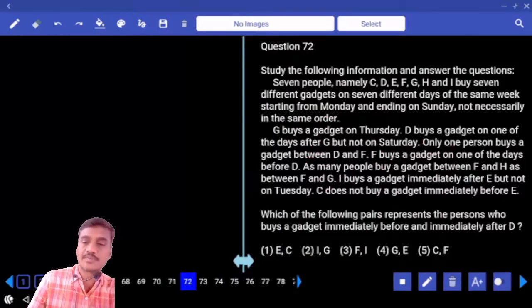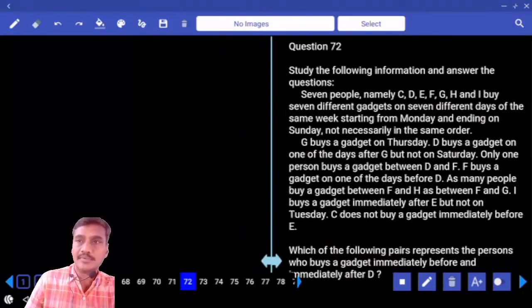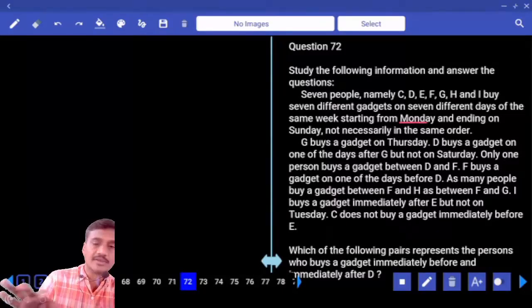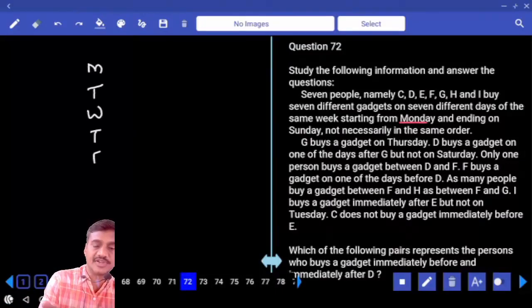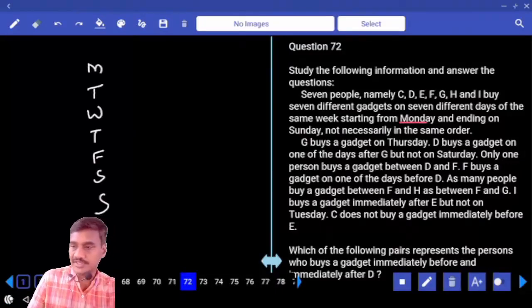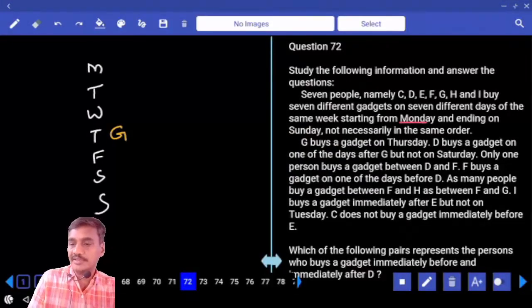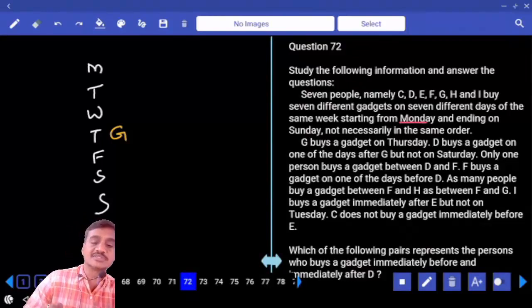Then 72 onwards, 7 people, 7 different gadgets, 7 different days, Monday to Sunday. First or second priority? Now it must be under the first priority because it is based on just the days. In days, what should we mainly look at? Starting day and ending day. Now it is starting on what? Monday, Tuesday, Wednesday, Thursday, Friday, Saturday and Sunday. Starting Monday and ending on Sunday. G buys a gadget on Thursday, and D buys a gadget one of the days after G but not on Saturday.